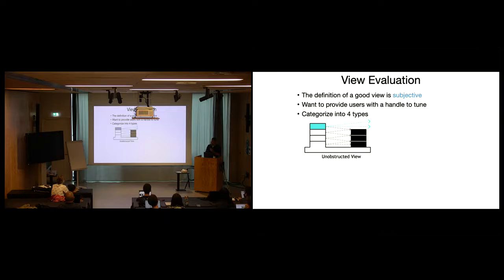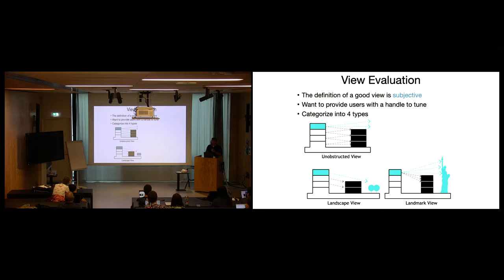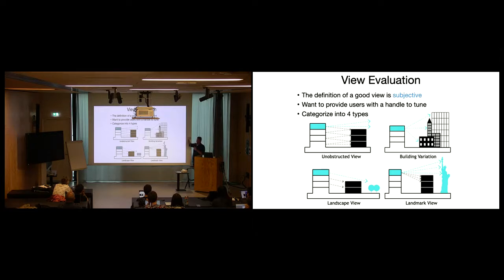The first one is an unobstructed view, which means how far can you see from a particular location. The farther you see, the better. Landscape view means if you can see parks or water bodies. Landmark view is if you can see important landmarks in the city. And building variation is if you can see different architectures throughout your view. Some places you might see just the same buildings all over again, but some other places you can see some diversity, which is judged to be better by the architects.